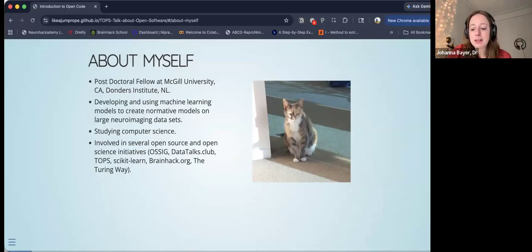I'm also part of a group called datatalks.club. They also offer training for data science and machine learning and AI. Like I said, I did the TOPS stuff, and I've contributed to a couple of libraries, and of course the Turing Way, where I at least once in a while contribute to the community governance group. And I really like cats, and this is my cat Soxy, who sadly passed away last year, but I thought I'd keep her in the slides to remember her.